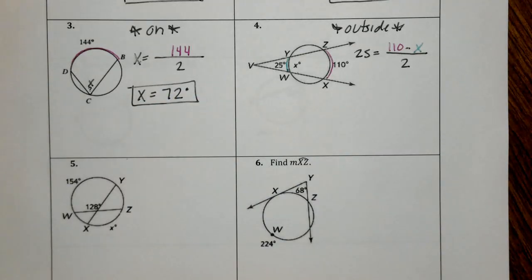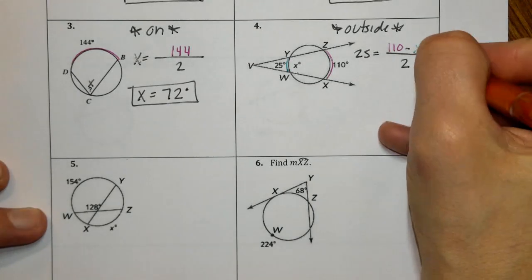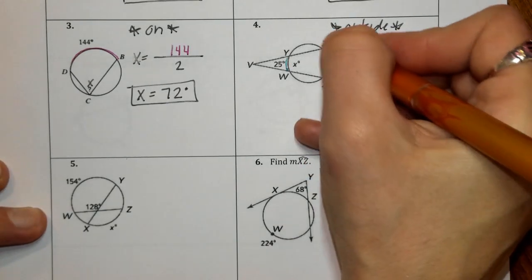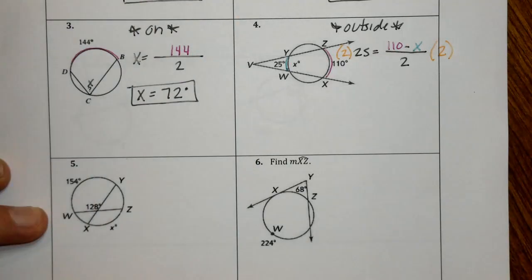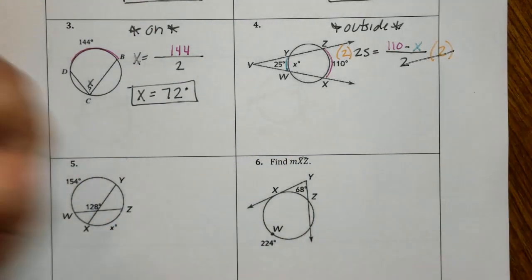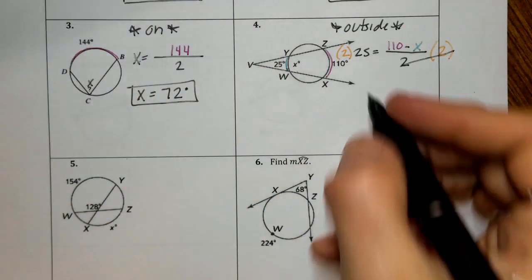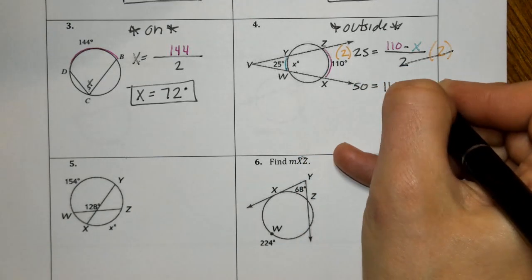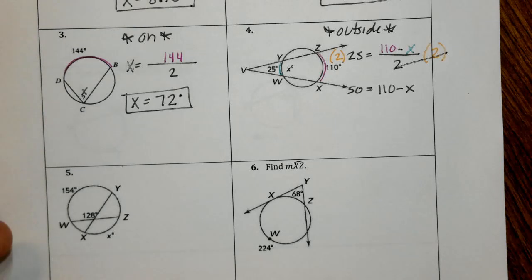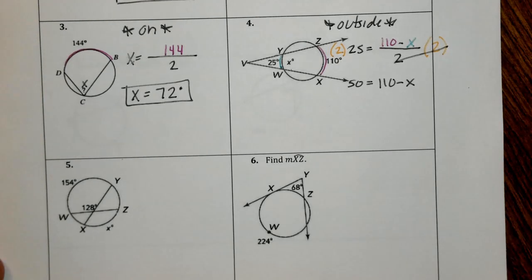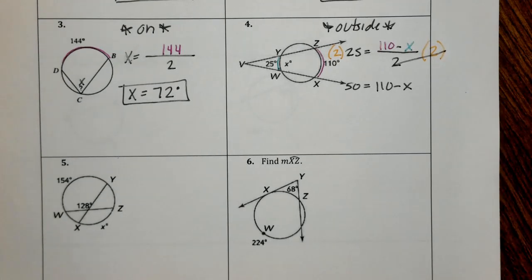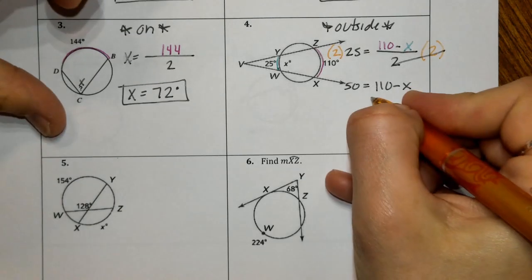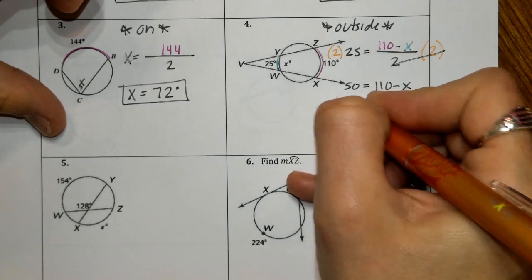Working backwards, we need to go ahead and get rid of the denominator, the 2, first. You could do it as a proportion also, but if we get rid of this 2 on both sides, we need to multiply. That will cancel out right here. And so then we are left with 50 equals 110 minus X. Couple different ways you can go ahead. You can add the X to both sides, or you can subtract the 110. I'm going to go ahead and subtract the 110 from both sides.